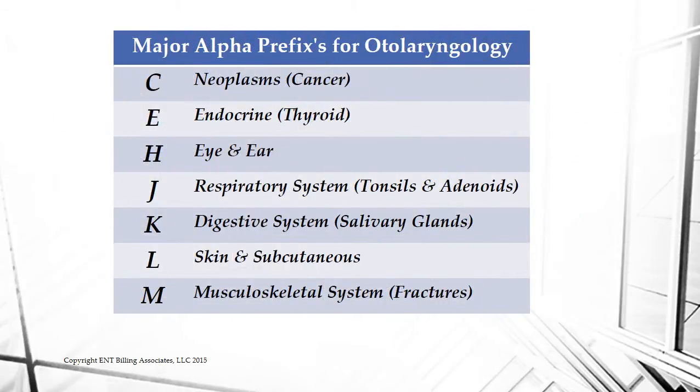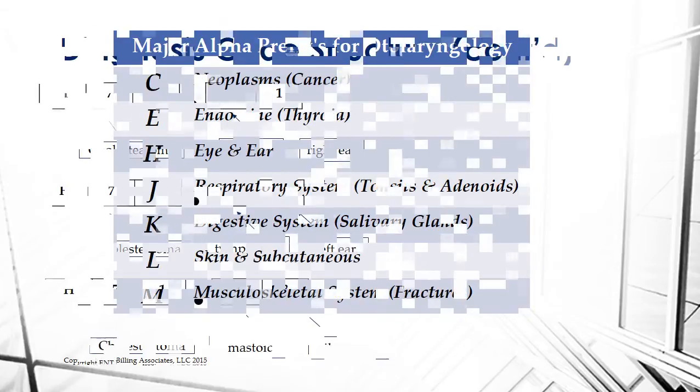So as previously mentioned, the first letter of the category is an alpha prefix, and therefore each alpha prefix corresponds to a certain anatomy. For instance, you will see that the letter E corresponds to manifestations of the endocrine system, whereas H corresponds to conditions of the eyes or ears, and then M corresponds to the musculoskeletal system. So this table here shows all the major alpha prefixes for otolaryngology.